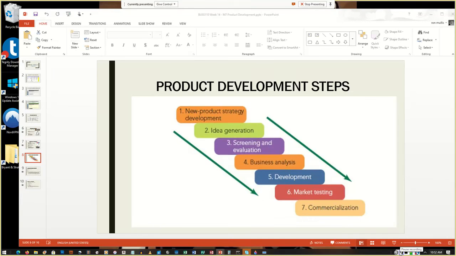So before a new product is launched, the marketing department has to engage in a product development process. There are different processes in the marketing world, and developing a product is no exception. The first step is the new product strategy development. In this step, the company determines if the new products are going to fit with whatever the company's overall goals and objectives are.